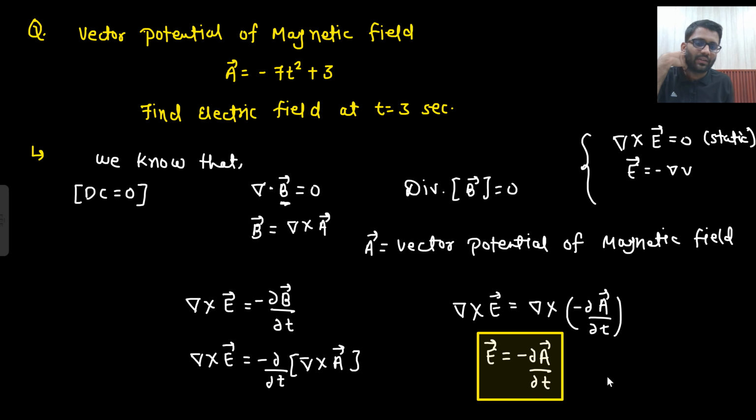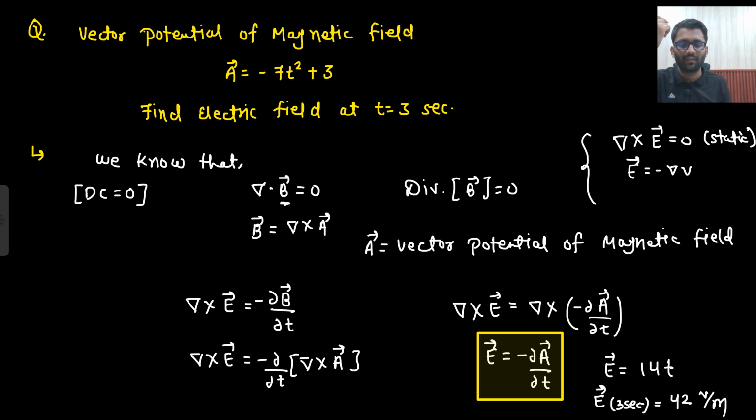So what are you going to get? E is equal to 14t, right? No, minus 14t. One minus sign would be there. So minus 14t, and E I am asking at 3 seconds. So that will be 42. What is the unit of electric field? That is volt per meter. So it is 42 volt per meter. This is as a unit, volt per meter.